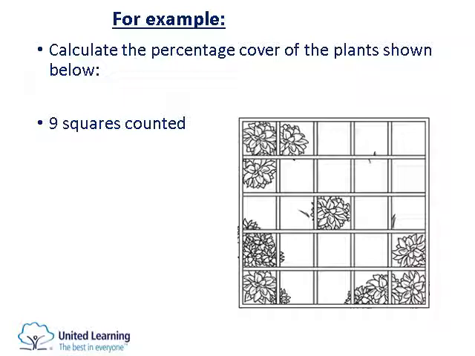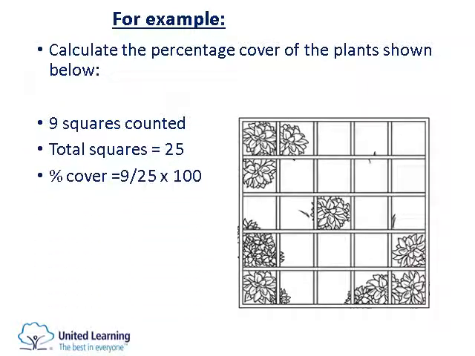But I'm only going to count 9 of those, because there's only 9 where more than 50% is covered by the plant. So I've got 9 covered. I divide that by the total, which is 25, and then I times that value by 100. So I know that 36% of my area is covered by that plant. So it's the number covered, in terms of more than 50% covered by that plant, divided by the total number, which is 25 in this instance, and then you times it by 100 because we're talking about a percentage.